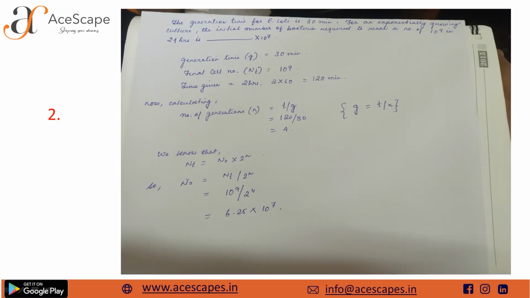And now we are going to calculate the number of generations. The number of generations we can calculate by T by G, that is 120 divided by 30. This equation we already know, that G is equal to T by N. From here we are going to substitute and we're going to get the number of generations. And now we are going to calculate for the NT, that is the final cells, the final population. So we'll get 6.25 into 10 to the power 7. This 10 to the power 7 is already given, and you have to solve it and bring the value in this 10 to the power 7 value only.